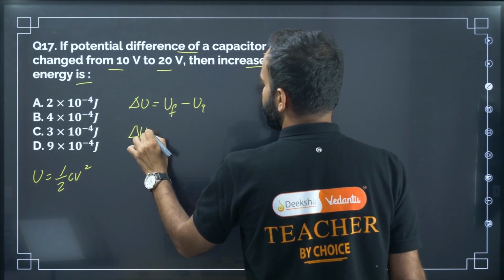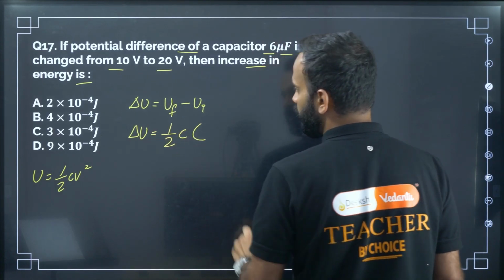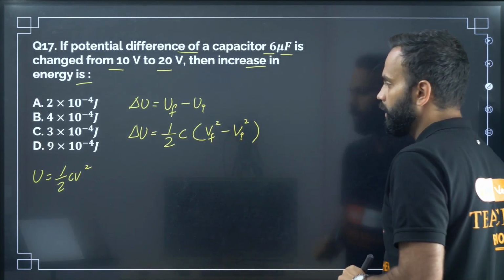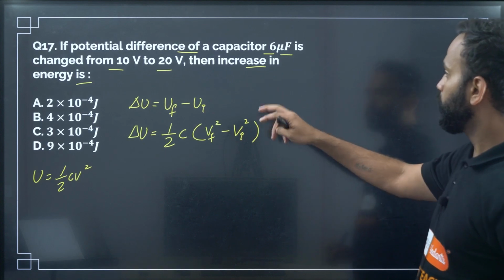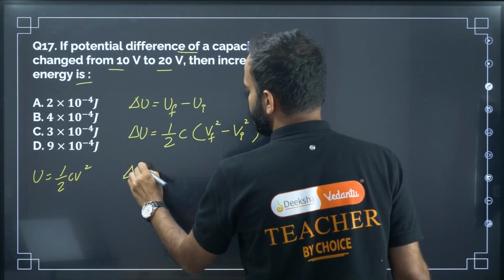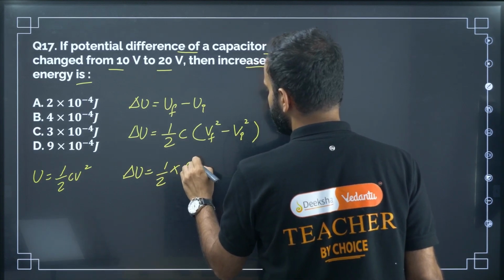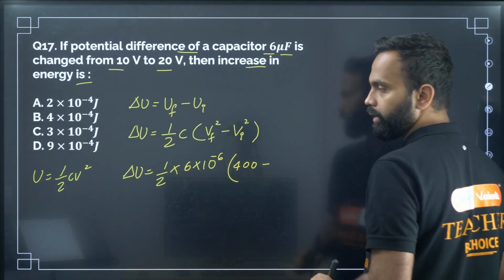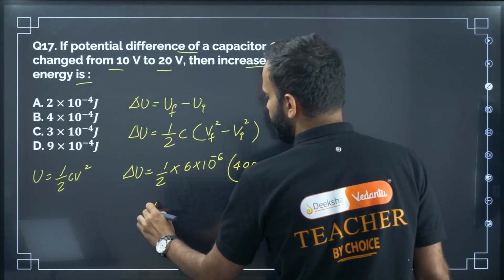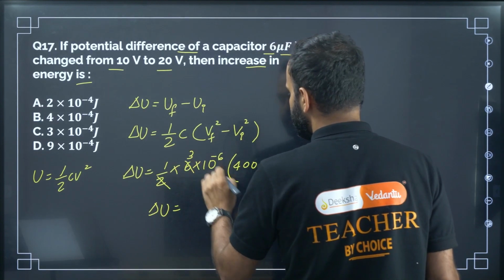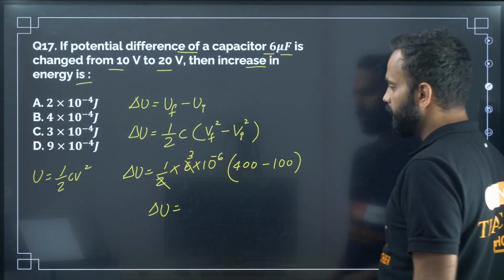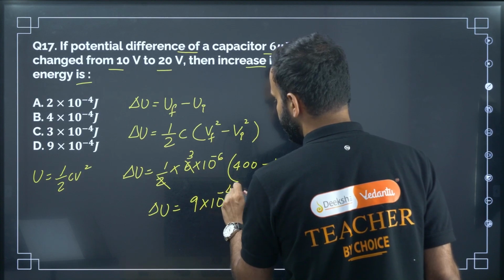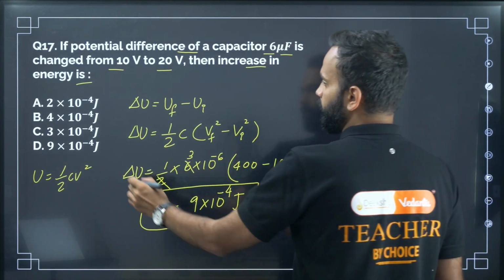So now increase in energy delta U equals, taking half C as common, Vf square minus Vi square. Vf is 20 volt, Vi is 10 volt. So delta U is equal to half into C, which is 6 into 10 to the power minus 6, into Vf square, that is 400, minus Vi square, that is 100. Now delta U is equal to, 2 3s are 6, 400 minus 100 is 300, so 300 into 3 is 900. Solve this, you will get 9 into 10 to the power minus 4 joule. The correct option is D.